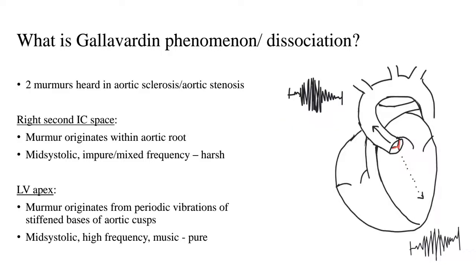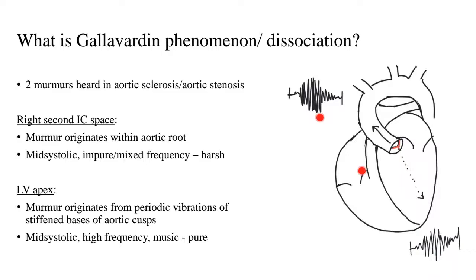On the other hand, at the LV apex, you can get a murmur which originates from the periodic vibrations of the stiffened bases of the aortic cusps. Remember, this is what happens initially in aortic sclerosis, and if it's severe enough, it can give rise to aortic stenosis. So in both conditions, you can get a sound which originates from the stiffened bases, and that gets transmitted to the LV apex preferentially. The sound which gets transmitted is again mid-systolic, but it is high frequency, musical and pure. So a high frequency, pure, musical mid-systolic murmur is heard at the apex.